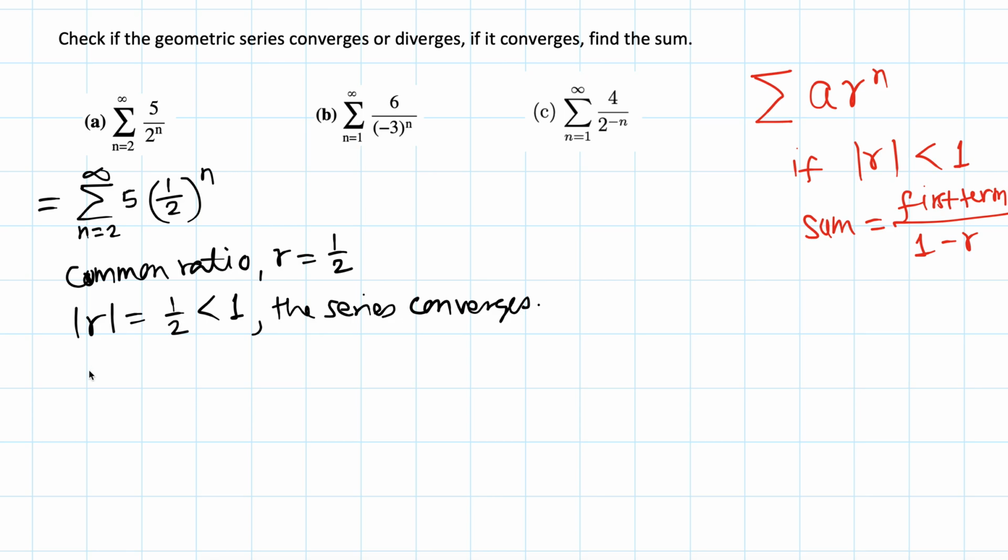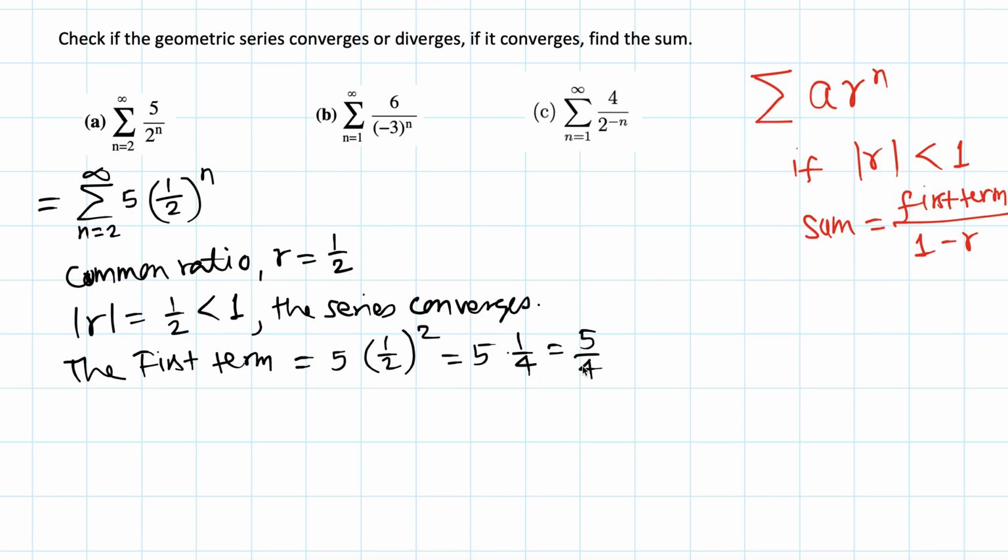Now to find the sum, we need to find the first term. Do not say 5. The first term could be anything. All we have to do is evaluate this series at the beginning, meaning n equals 2. Plug in n equals 2 here. So 5 times 1/2 raised to 2. That is 5 times 1/4, which is 5/4.